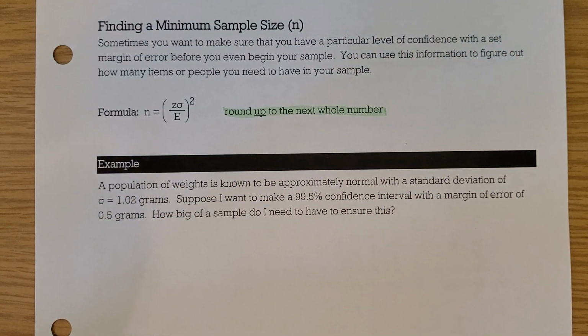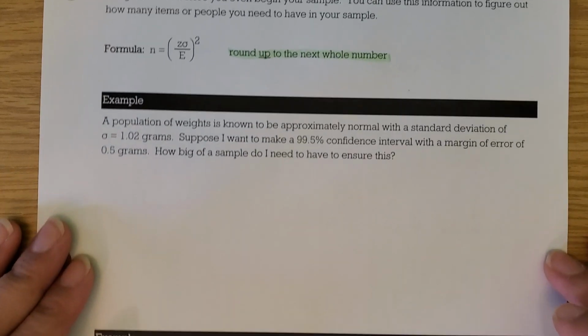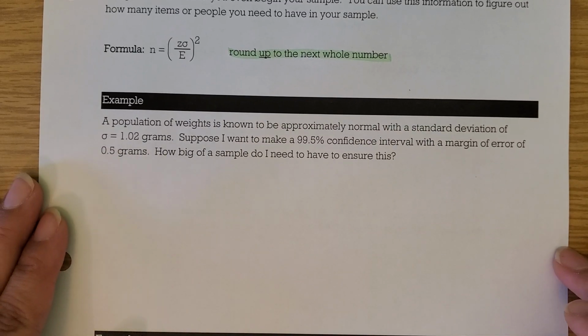That's because if you need to survey at least 15.2 people, if you only survey 15 people, that's not enough because you need to get at least 15.2. But you can't interview 0.2 of a person. So you would round that up to 16 people. So let's go ahead and work through a couple of examples of using this formula.